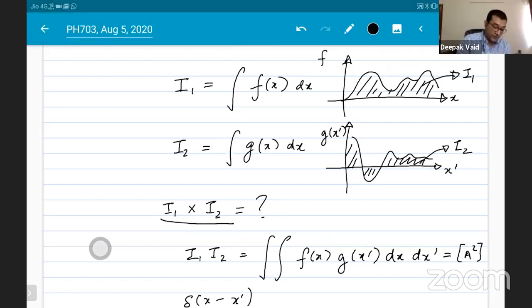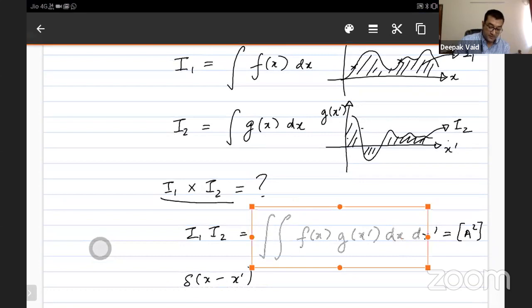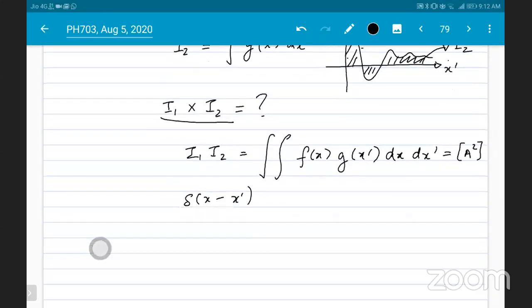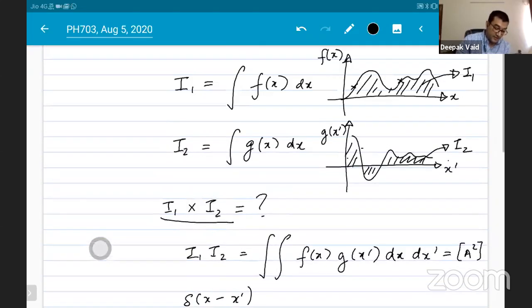if you look at this expression here, f(x) times g(x prime), what it means is effectively you're multiplying. If you take one element of x and multiply it with every element of g of x prime, then you take another element of x, f of x, and multiply it with every element of g(x prime), right? That is what is happening in this case. But when I include this delta function, then the thing changes. Why?